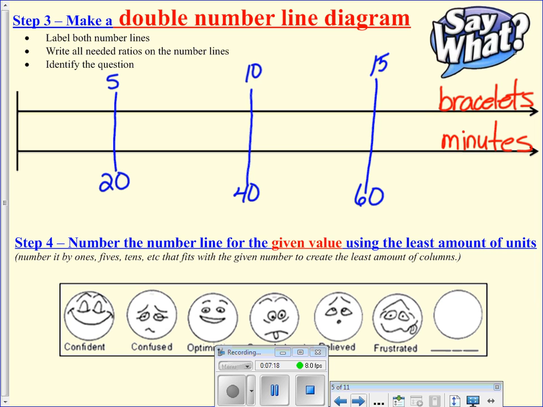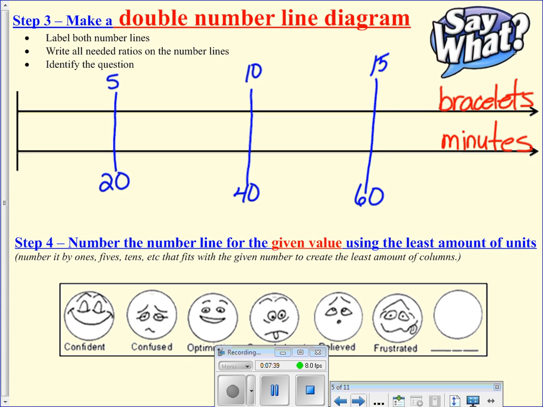Any questions on where those numbers came from? So those are our blue line ratios. All right, blue line ratios. Is everybody okay with where those numbers came from? Okay. So now, step 4 is to number the number line for the given value.